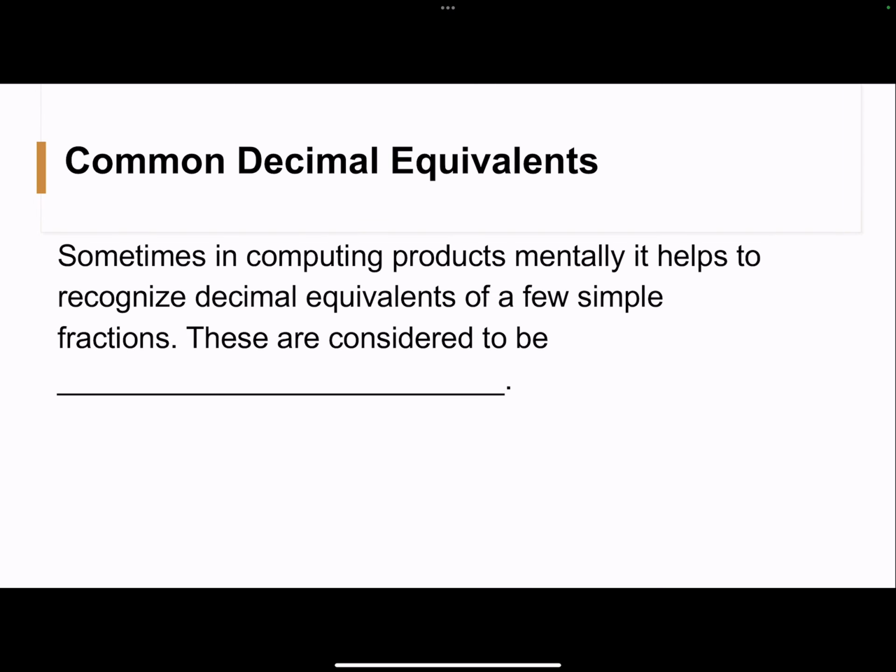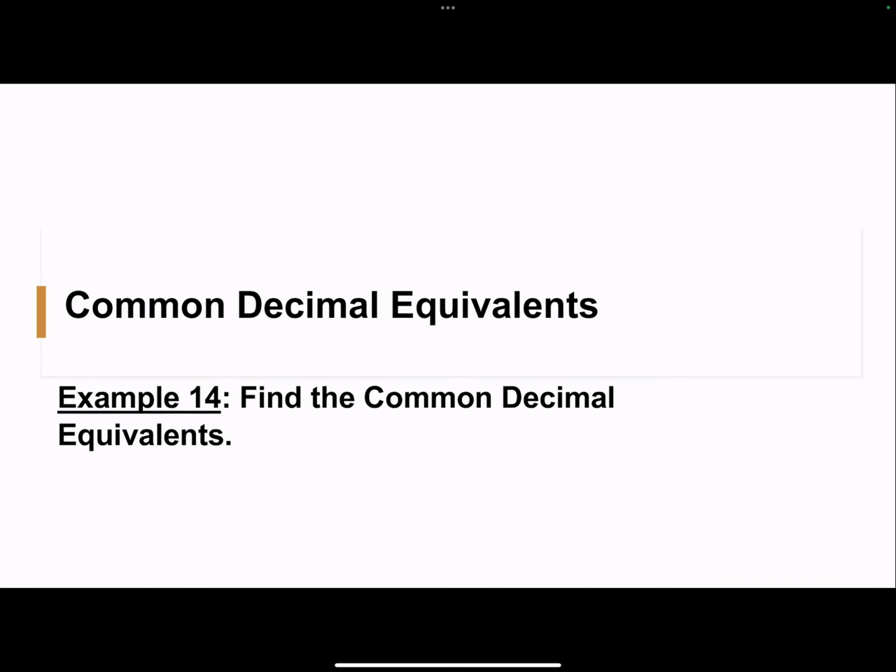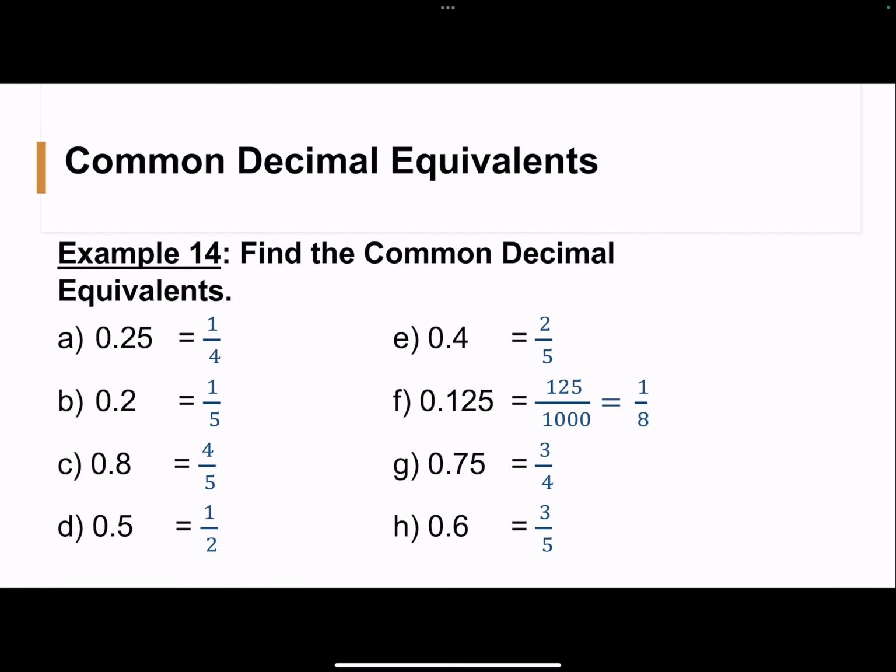We also can make decimal equivalents. Sometimes in computing products mentally, it helps to recognize decimal equivalents of a few simple fractions. And these are things that you should consider, and we call them compatible numbers. But as you start seeing decimals and fractions, you should start making a relationship that they are compatible, they are equivalent. Some of those that you're going to see a lot of times is 0.25. You should know without having to type that in a calculator. That is 1/4. 0.2 is 2/10, which reduces to 1/5.